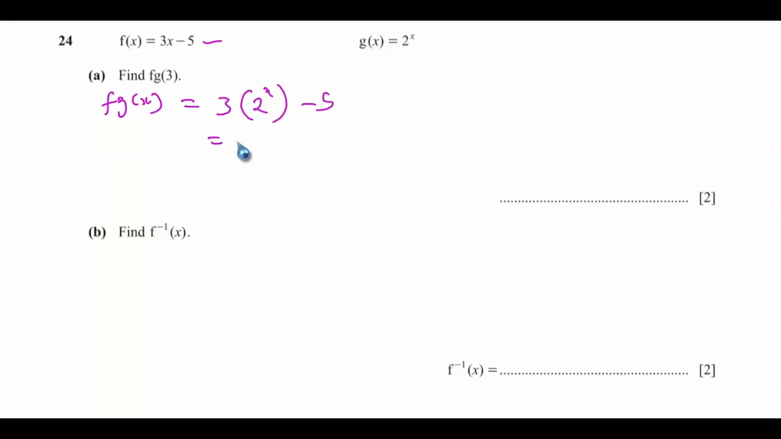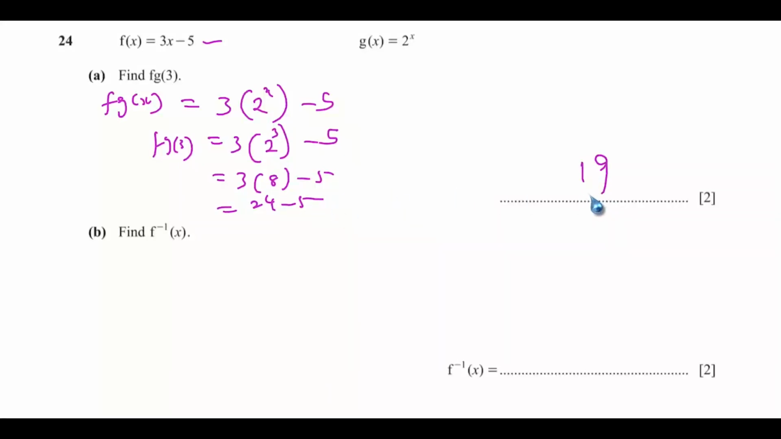So you can now get fg(3). It will be 3 times 2^3, that is the value of x now, minus 5. So this will be equal to 3 times 2^3, which is 8, minus 5. Then you have 24 minus 5, that is equal to 19. Okay, so part B, find f inverse of x.